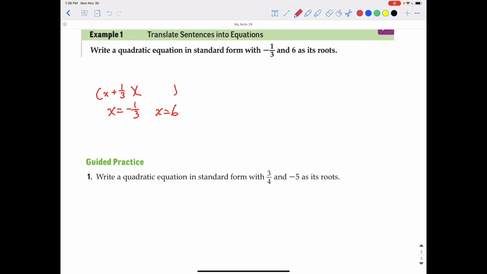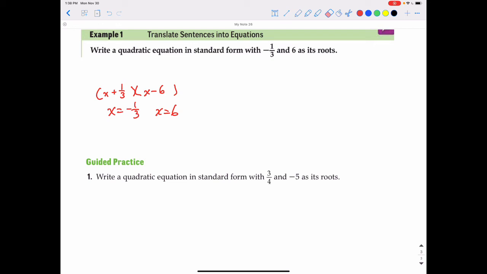So what would give you an answer of x equals 6? Well, since it's a positive 6, the parentheses x minus 6 would give you an answer of x equals 6 because, again, you would add 6 to both sides of the equation and you would get x equal to 6. So that's why the signs are different.